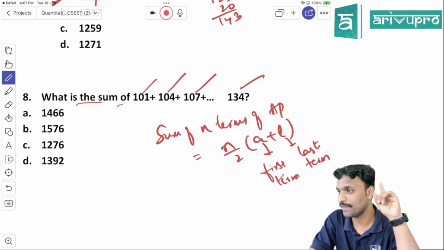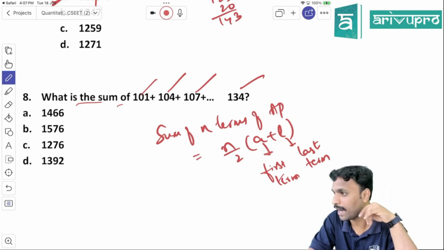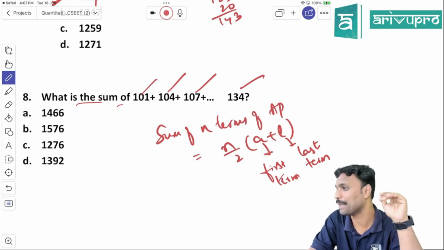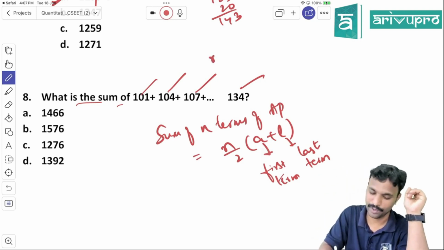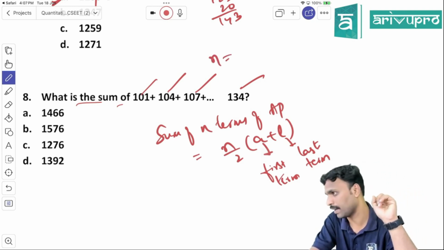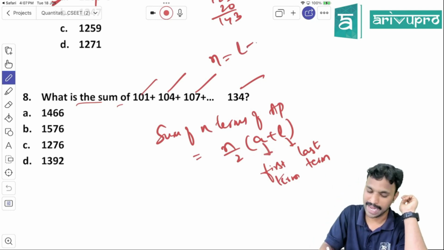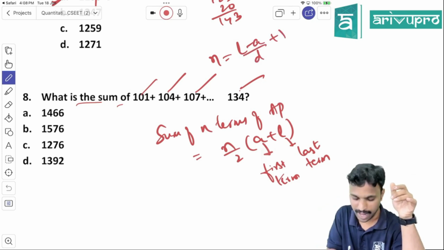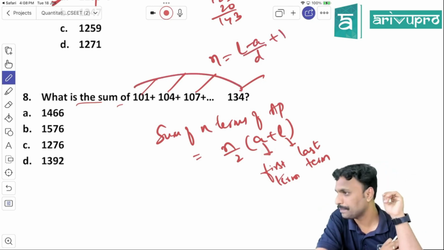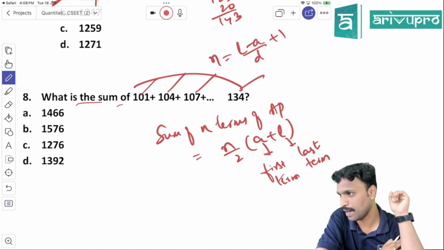Again, if you use a conventional method, the exam will get over and you can't write all those things on paper. Right. Now, to find out n, let me tell you the easiest trick, the shortcut to find n. Basically, you do (l minus a) by d plus 1. That you can do in the mind itself. Last term is 134, minus first term 101. 134 minus 101 is 33.